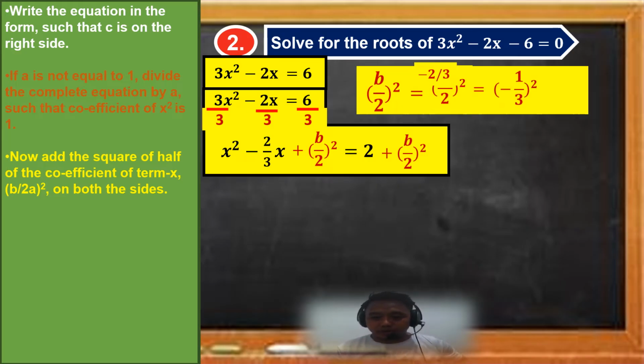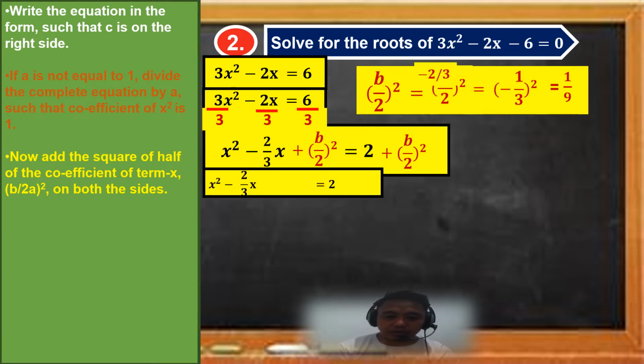So, negative 1/3 squared. So, negative 1/3 times negative 1/3. That is equal to 1 over 9. So, negative times negative is positive. Kaya huwag niyong kakalimutan, laging positive ang makukuha natin sa b over 2 squared. Yung i-add natin will always be positive. Okay? So, nakuha na natin yung ating i-add to both sides of the equation.